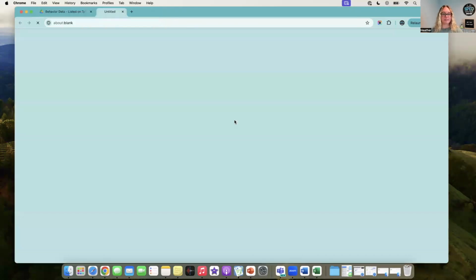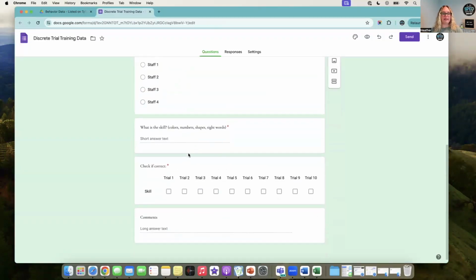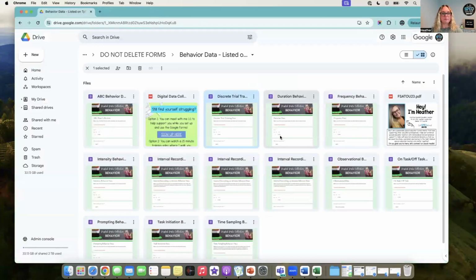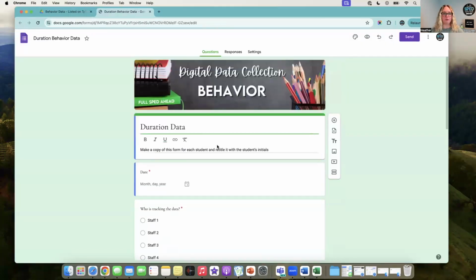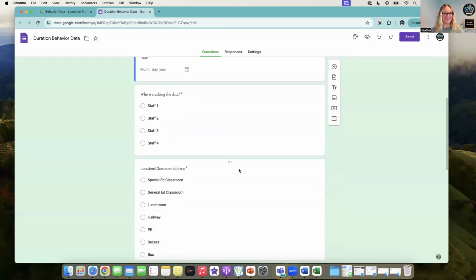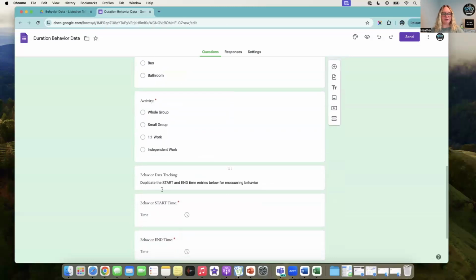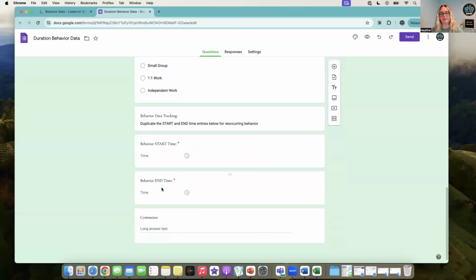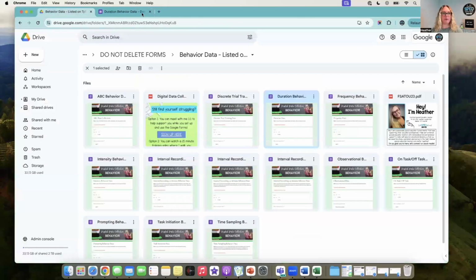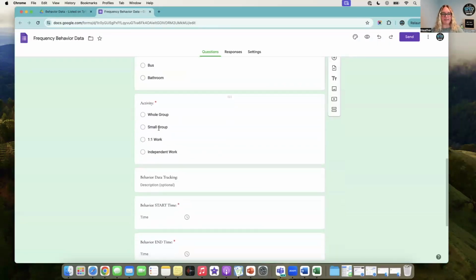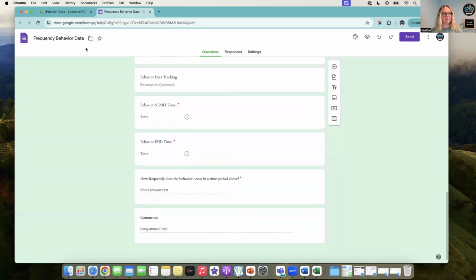All right, let's see what else. Discrete trial. So again, looking at what is the skill and which trial did they get it correctly. Duration. I'm just going to go through these quickly just so you can see what they look like. Again, you're editing all of that personal information, but if you're looking at a duration, what time did the behavior start? What time did the behavior end? That's all you're looking for in that one. Frequency, same type of thing, but how often did it happen? Where did it happen and how often?